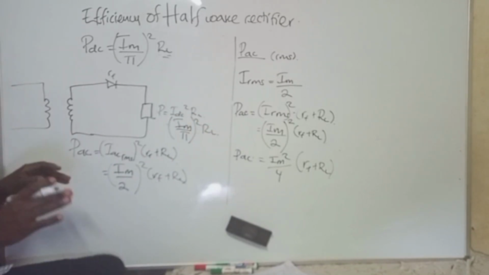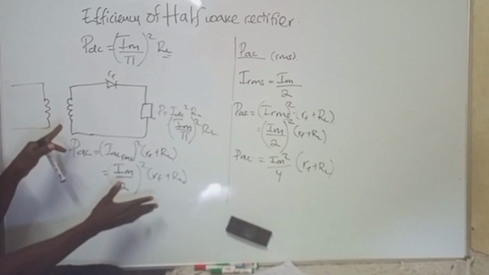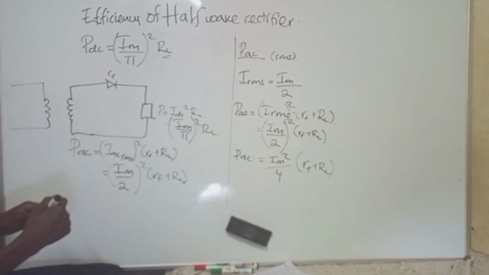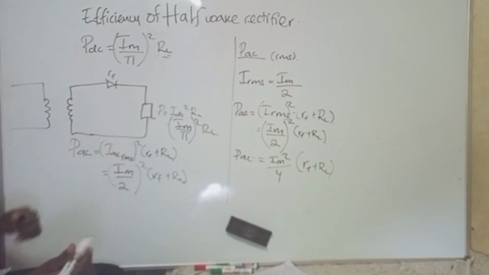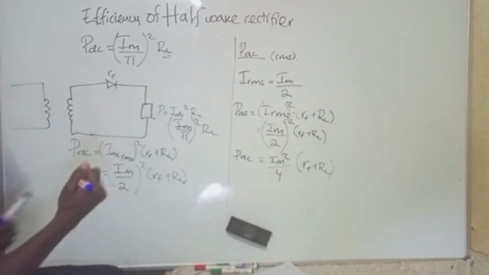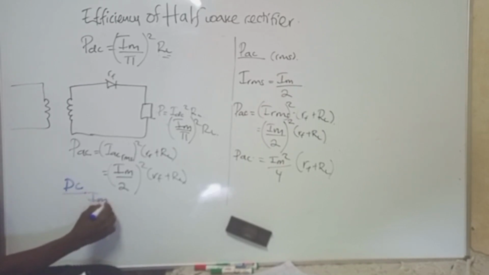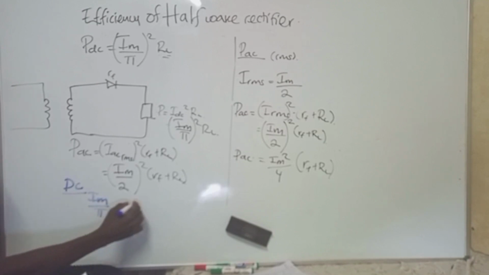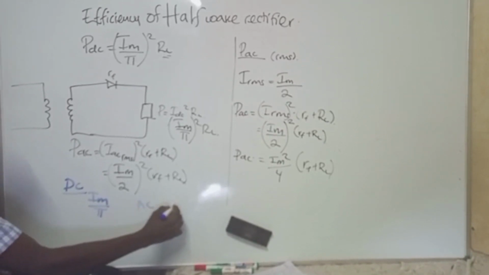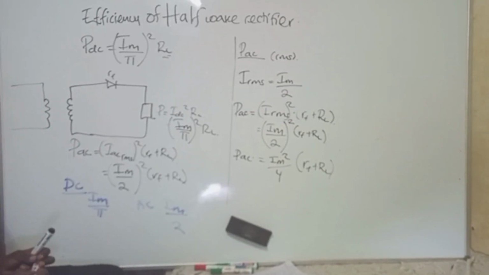So what I'm trying to emphasize is, let me just write it aside. I hope this part is okay. What I was talking about is that when I'm working with DC, I don't know if blue is clear, my DC average current is going to be I_M over pi. Then for AC, it will simply be I_M over 2 for a half-wave rectifier. That is the difference.